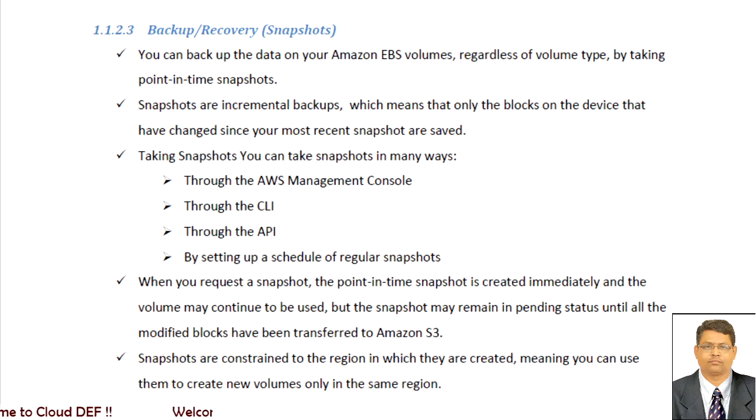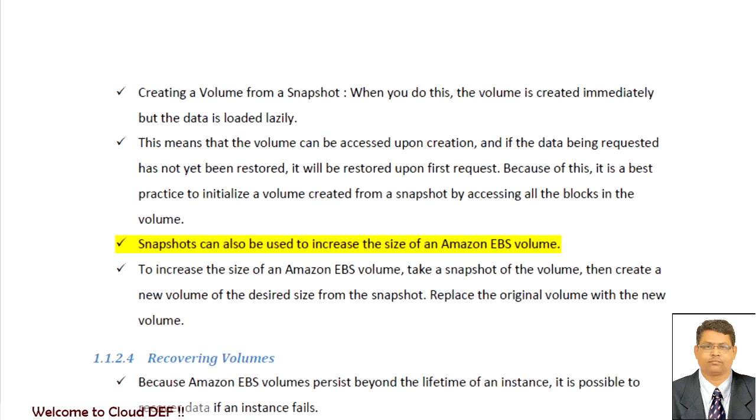Snapshots are constrained to the region in which they are created, meaning you can use them to create new volumes only in the same region. Creating a volume from a snapshot: when you do this, the volume is created immediately but the data is loaded lazily. This means that the volume can be accessed upon creation, and if the data being requested has not yet been restored, it will be restored upon first request.